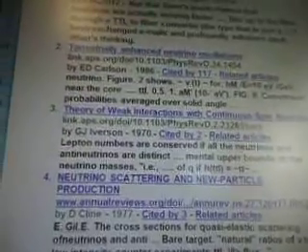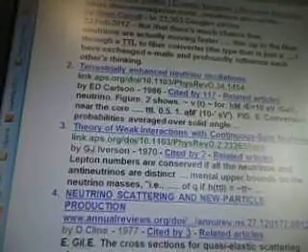And then the theory of weak interactions with continuous spin neutrinos, links.aps.org, G.J. Iverson, 1970. Lepton numbers are conserved if all the neutrinos and antineutrinos are distinct. Experimental upper bounds on the neutrino masses. Neutrino scattering and new particle production, www.annualreviews.org, from D. Klein, 1977, talks about the cross sections of quasi-elastic scattering of neutrinos and, I think, just experiments. And then there's the Google link, Black Diamond neutrino carabiner, there's a link to that.